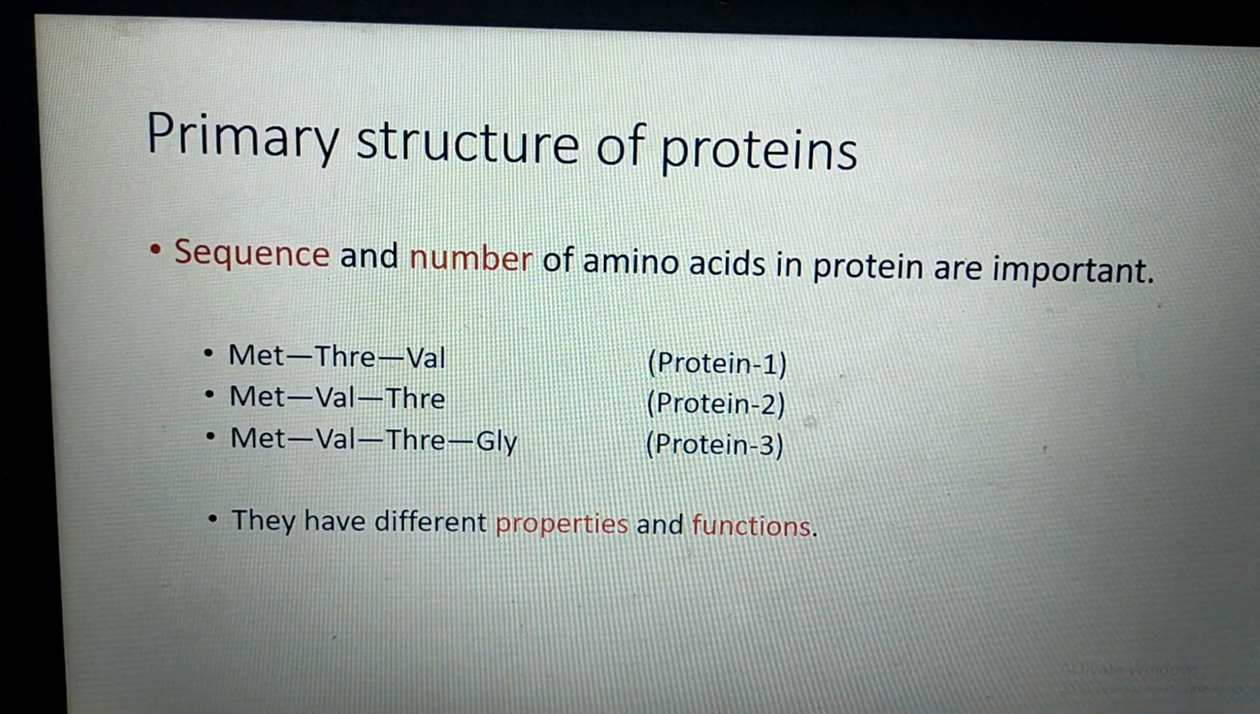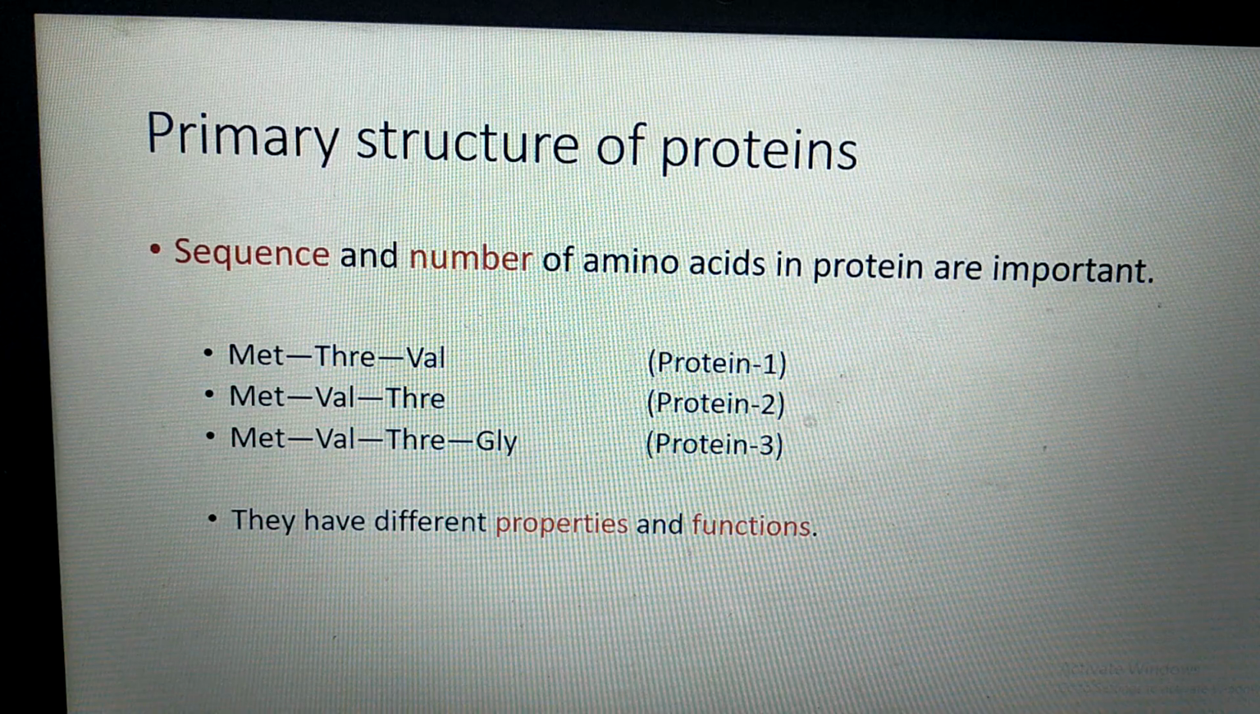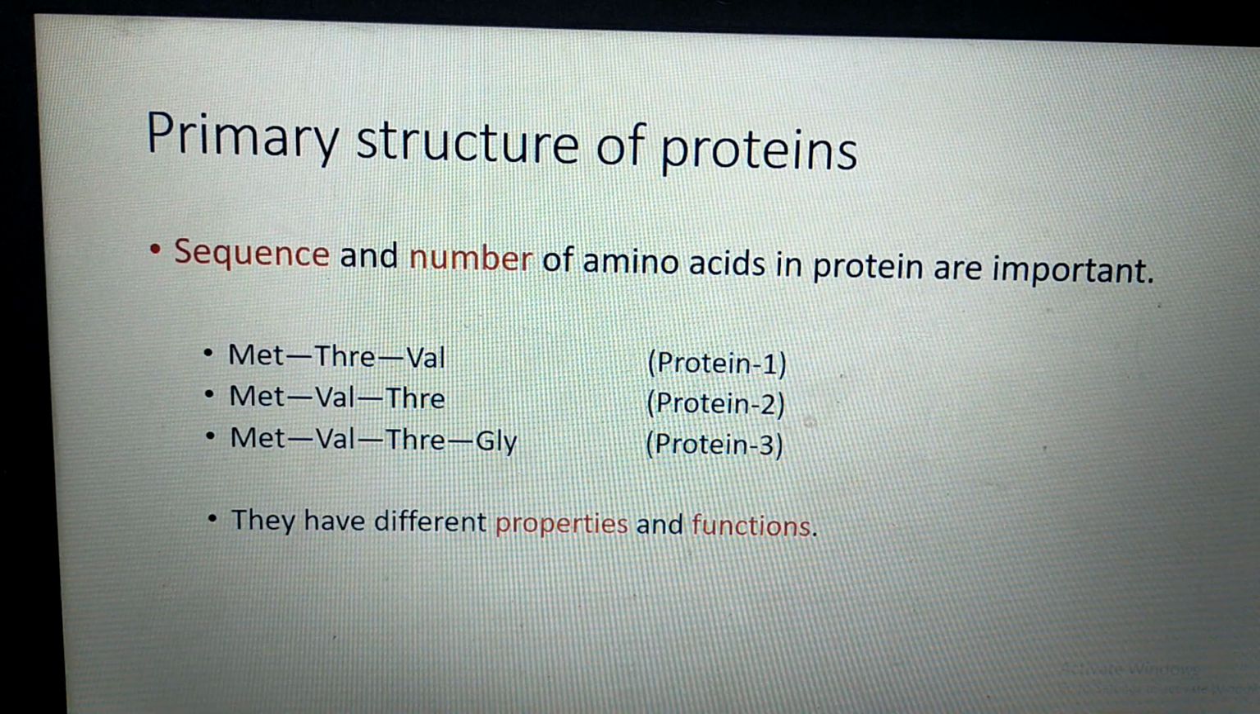Something important about primary structure. Primary structure gives us sequence and number of amino acids in a protein. Now why is this sequence and number of amino acids important? When the sequence of amino acids changes in a polypeptide chain, it becomes a different protein. Or if the number of amino acids changes in a polypeptide chain, it becomes a different protein.